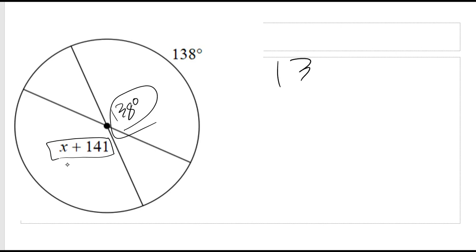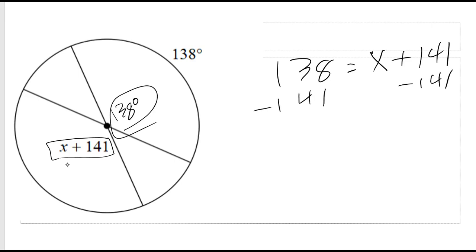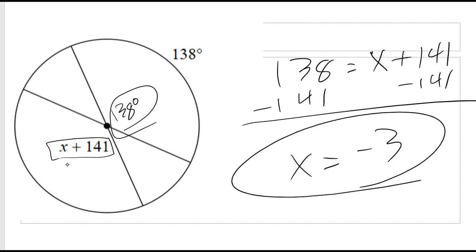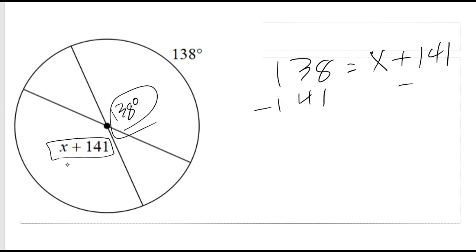So pretty much that means 138 equals x plus 141. I subtract, and I get x equals negative 3. And it's okay to get a negative because the x does not represent a side length or an angle measurement, it just represents what I add to 141. That's it. So that's one way to do it. Pretty simple, nothing too complicated.